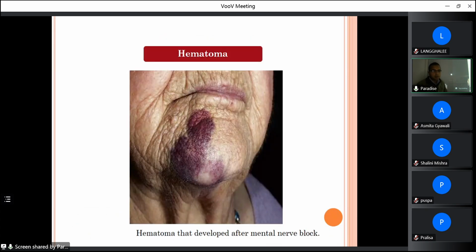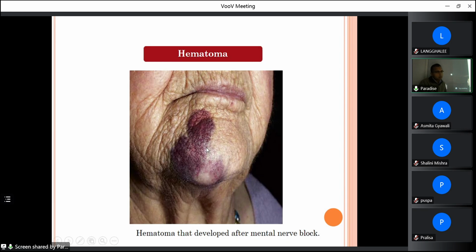On the hematoma, it is due to mental nerve block. While giving the mental nerve block, the mental vessels are ruptured, and there is accumulation of blood within the soft tissue. It is especially present in old age patients, because the connective tissues within the soft tissue are loose and can hold more blood.